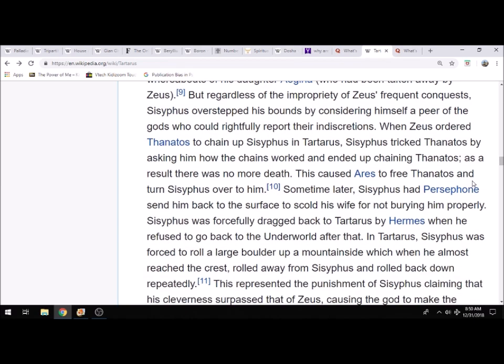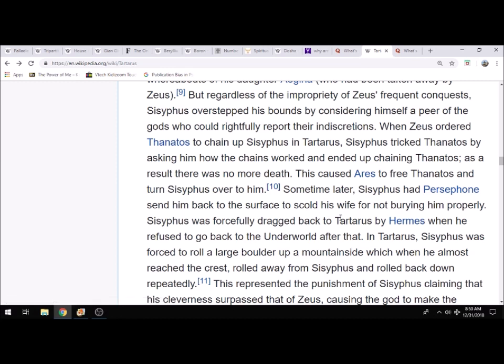Interesting. This caused Ares to free Thanatos and turn Sisyphus over to him. Ares, the god of war, right? Sometime later, Sisyphus had Persephone... Persephone was who? She ties into Orpheus, right? Was she Orpheus's mother?